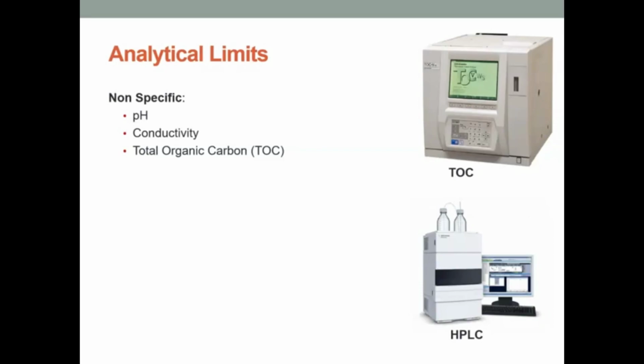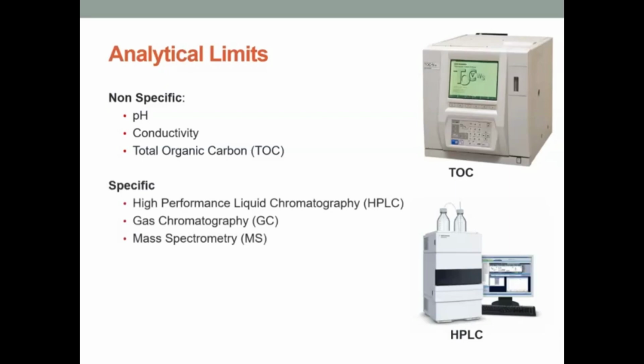Analytical limits. You can do different types of testing. You might want to test for a non-specific analyte. In that case, you might be just looking at pH, conductivity, or TOC, total organic carbon. If you specifically want to know the amount of analyte and what the analyte is, then you would be looking at something more complex, like HPLC, high-performance liquid chromatography, gas chromatography, or a mass spectrometer.